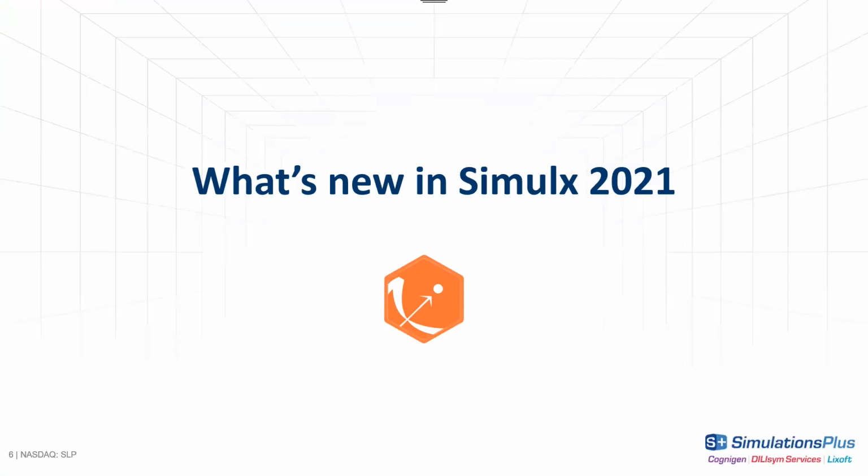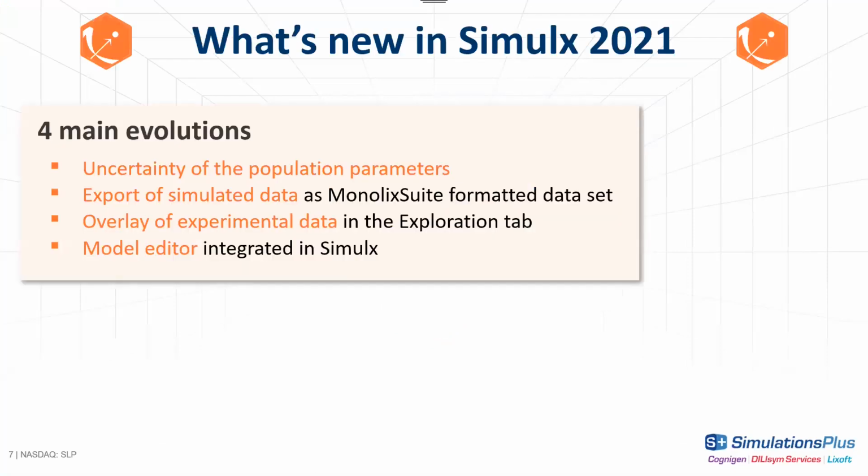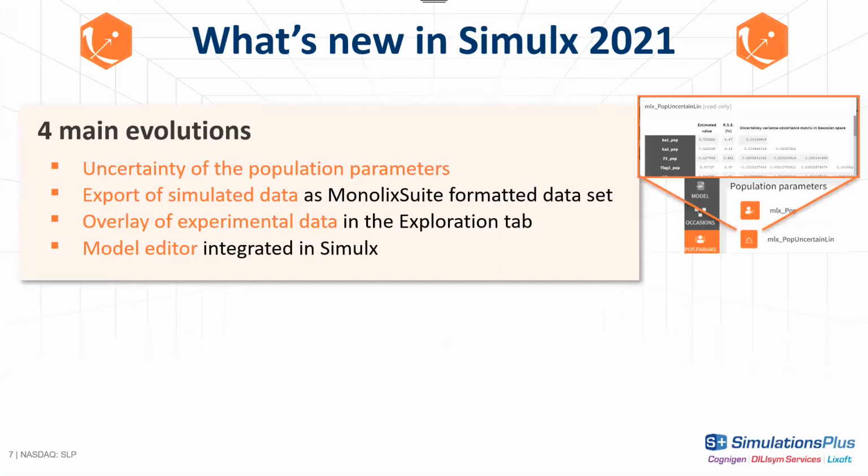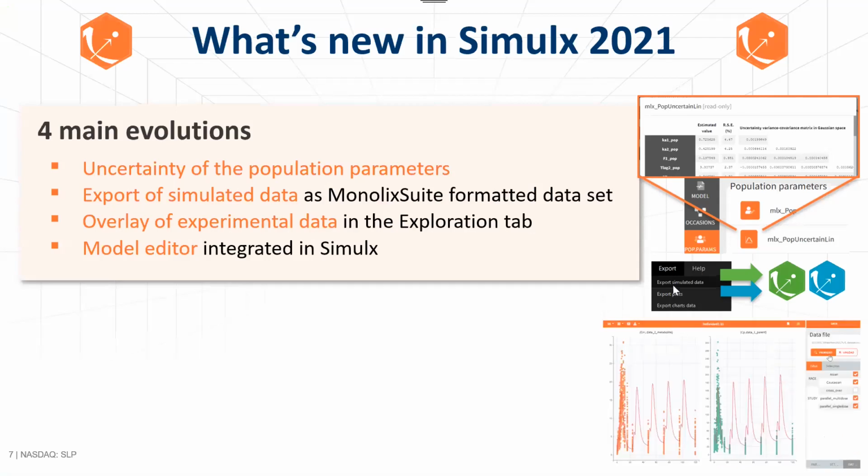But before I leave you for a few weeks, longing for this new version, let me just sum up the Simulx new features. We have seen how the uncertainty of the population parameters can be propagated to the predictions with our new predefined elements based on the covariance matrix imported from Monolix. We have seen how easy it is now to export simulated data from Simulx to use it potentially in PKanalix or in Monolix for further investigations. And the overlay of any data set on predictions in the exploration tab is also possible now.